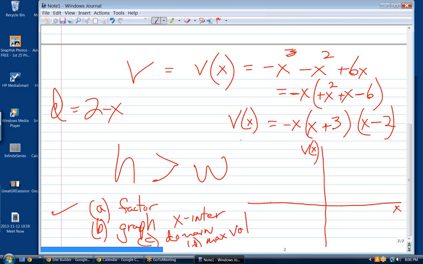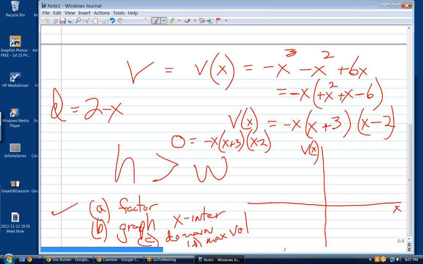So if the problem now becomes 0 equals minus x times (x plus 3) times (x minus 2), what 3 solutions do you have for x? 0, minus 3, and plus 2.